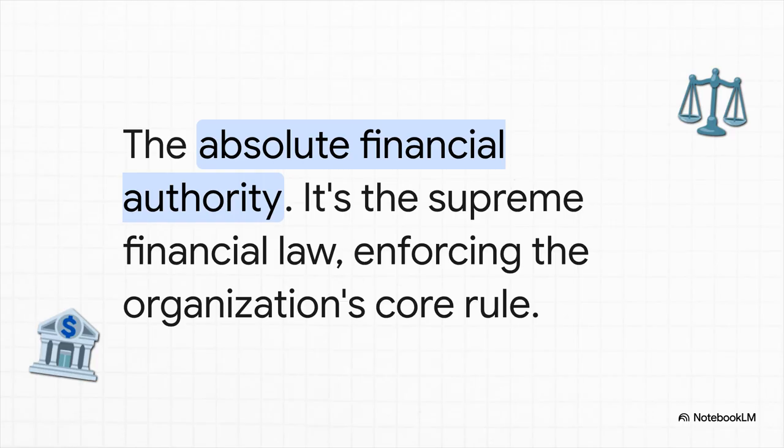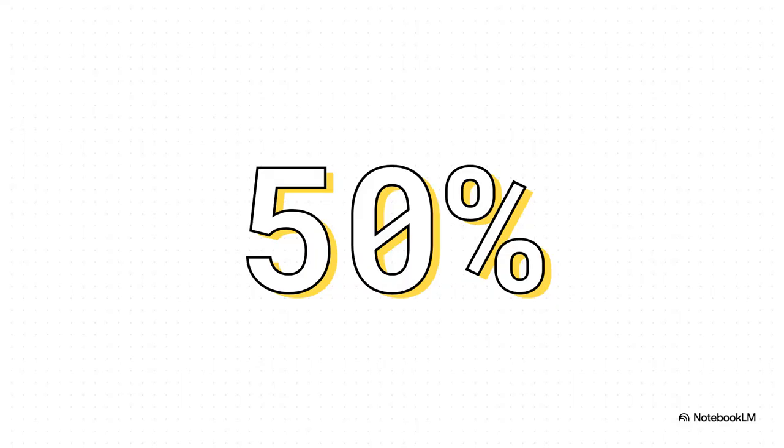It acts as the supreme financial law of SingularityOS, and its one and only job is to enforce the organization's most sacred economic principle. 50%, that's it, that's the number. This is the unbreakable 50% rule. Every single project, every contract, every action the system takes has to guarantee a net profit margin above this number. If it doesn't, it's rejected instantly. No questions asked, no exceptions.